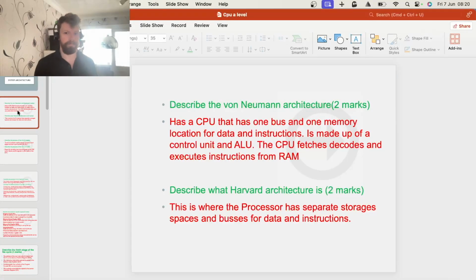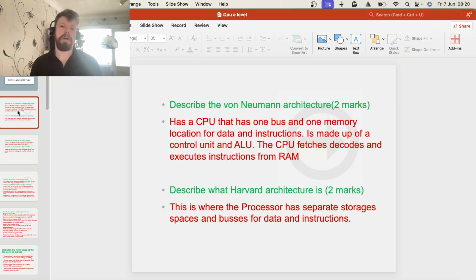So, okay, von Neumann architecture. The A-level definition for this is a CPU that has one bus and one memory location for data and instruction. That's the first point. So it's just that they're stored in one place. It also has a control unit, and an ALU is another point. It fetches, decodes, and executes instructions from RAM. So there's probably a little bit more than what you need there, people, but those are the points that I would use.